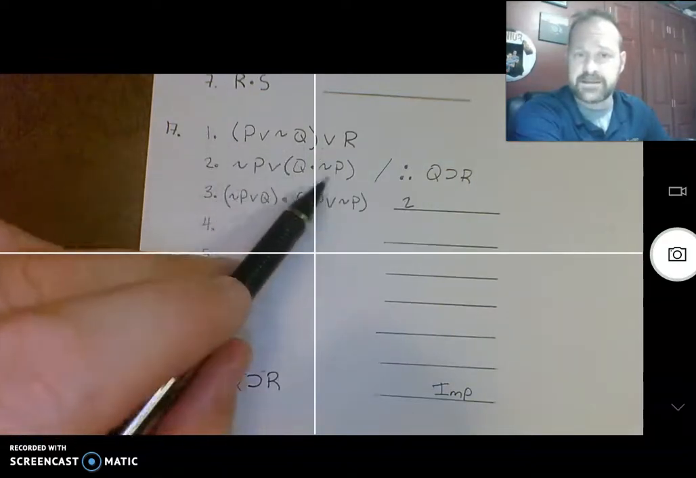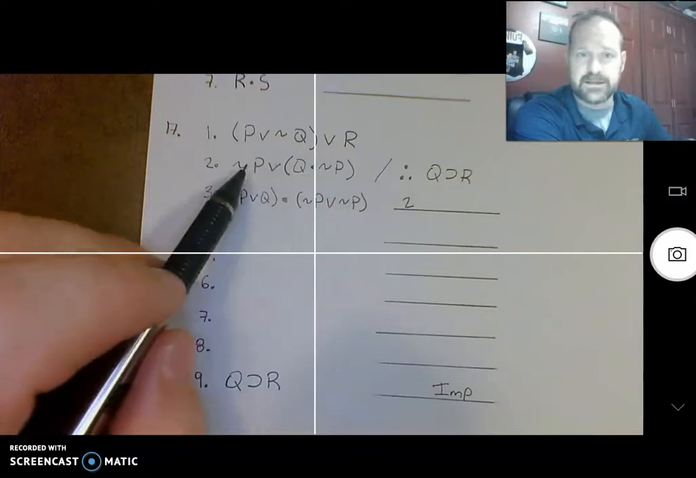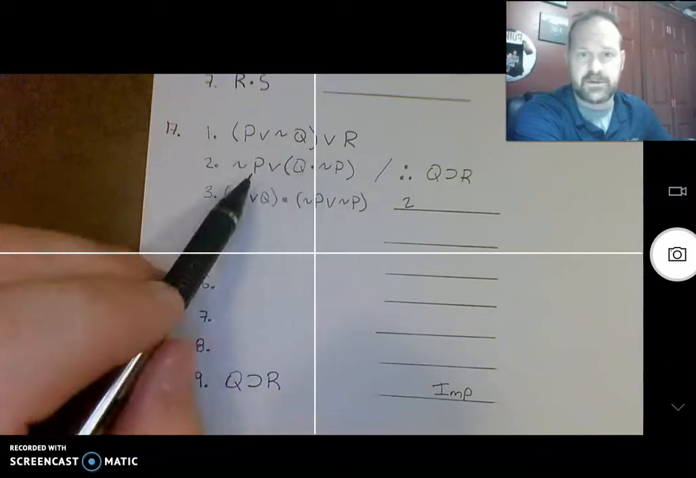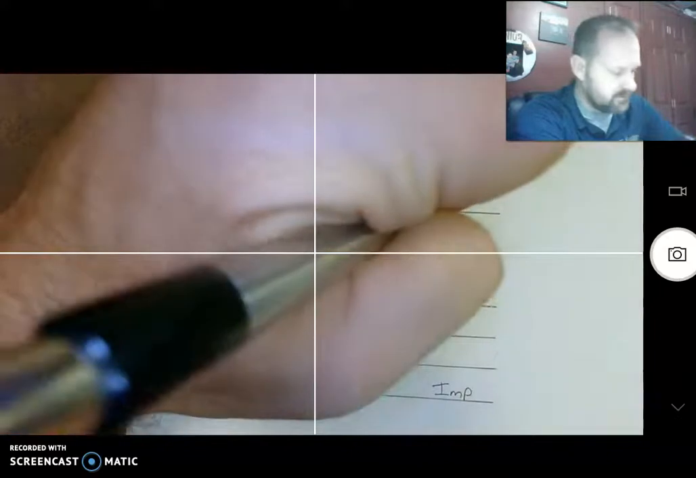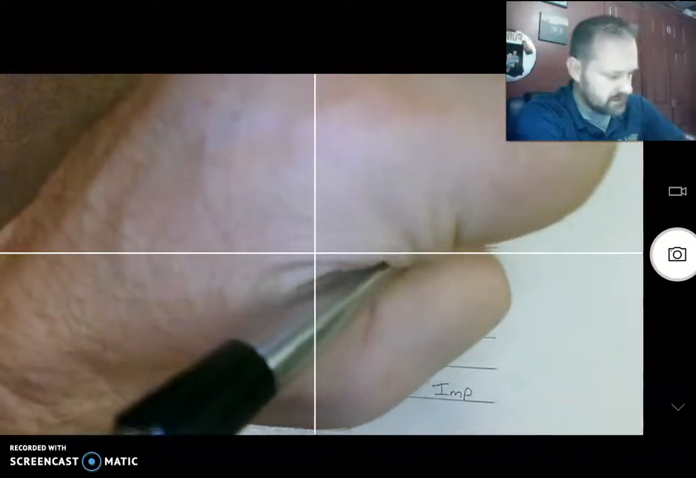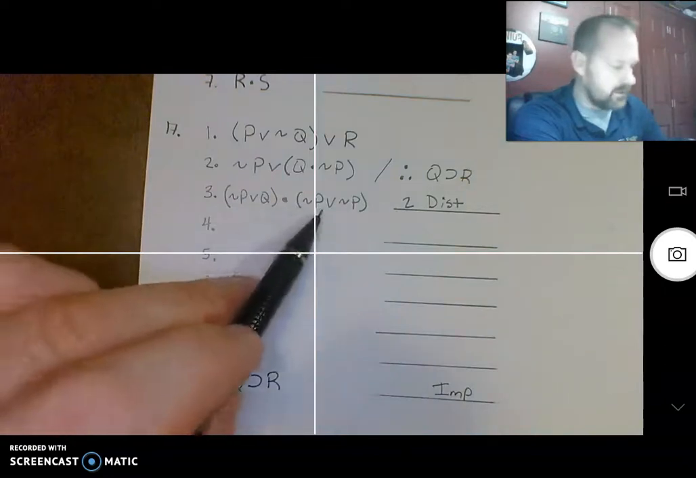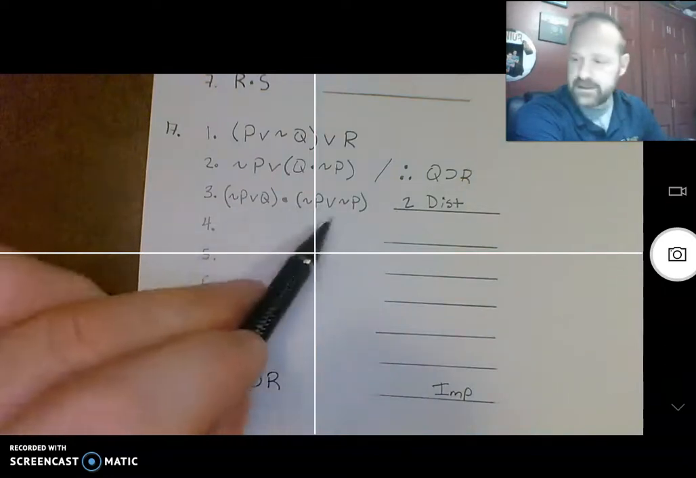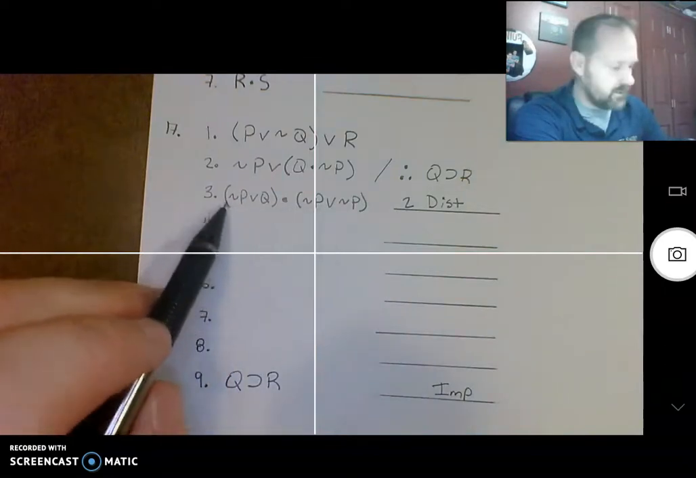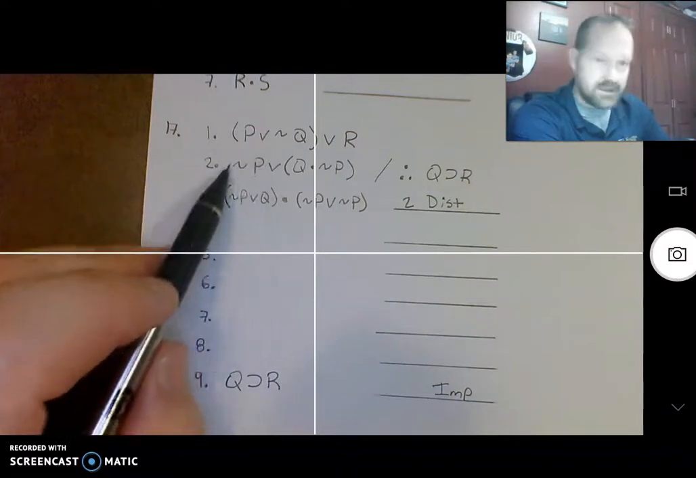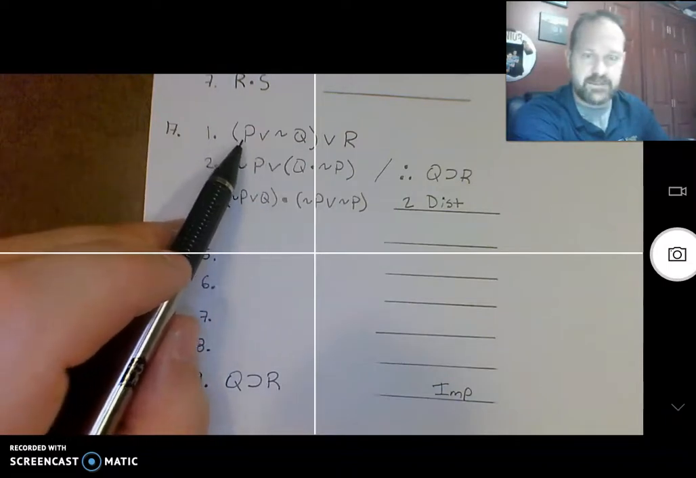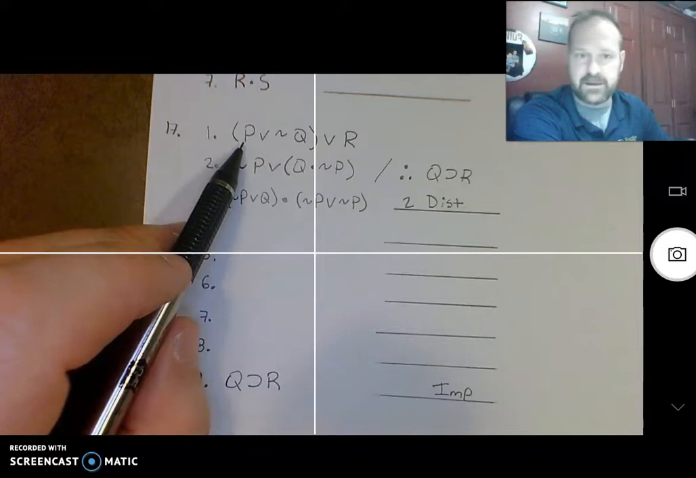This one begs to be distributed. I mean, look at it. It's like, I want to be distributed. Well, then distribute it. So then we think, I want to get rid of this. My goal is I want to get this because I need a P. I need to get a P here.